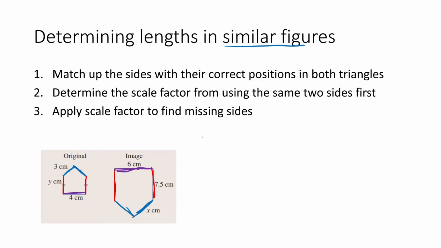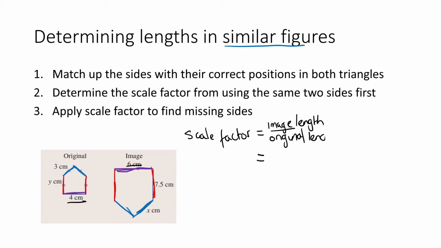Step 2, they ask you to determine the scale factor. To find scale factor, you usually put the image over the original. So you pick a side that has both numbers already. In this one, you have your image in purple. That gives you 4 and 6. So we're going to use the purple numbers. In purple, your image length is 6. Original length is 4. And then your scale factor is whatever you get from the calculator, which is 1.5.